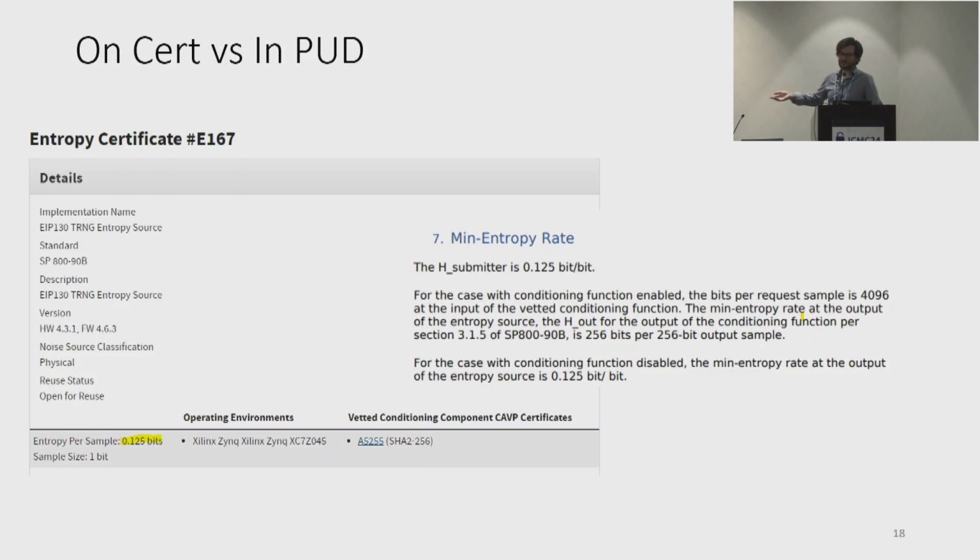You have a choice of using the conditioning component or not in that entropy source. But here, when you're using the vetted conditioning component, you're getting full entropy. So looking at the cert, it doesn't tell you that anywhere. And in fact, having a vetted conditioning component doesn't mean you'll get full entropy. So you have to actually dig into the PUD to figure out the performance characteristics of your entropy source.